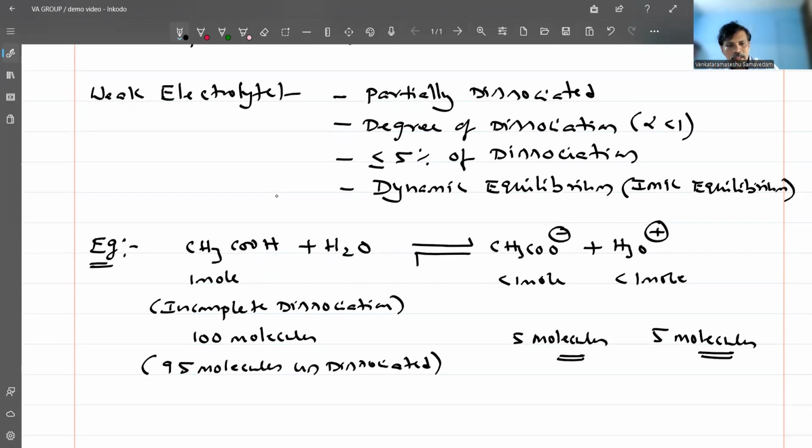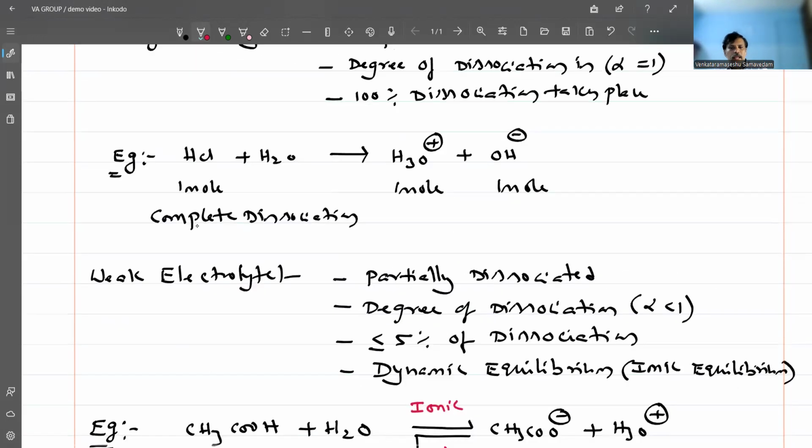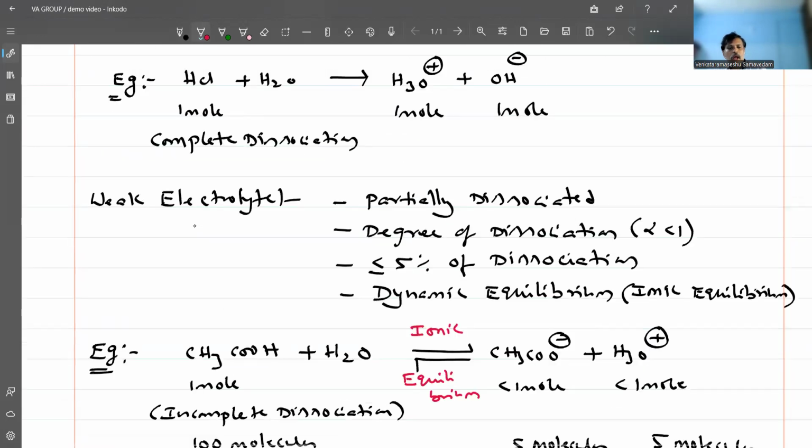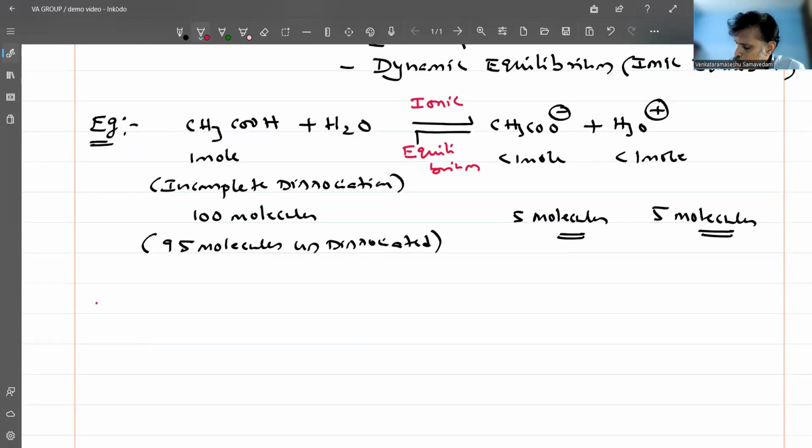So there are undissociated molecules and there are dissociated ions. There develops equilibrium between undissociated molecules and dissociated ions. Such equilibrium is said to be ionic equilibrium. So now you know what ionic equilibrium is. Based on this, I can explain ionic product of water. How can you explain ionic product of water?